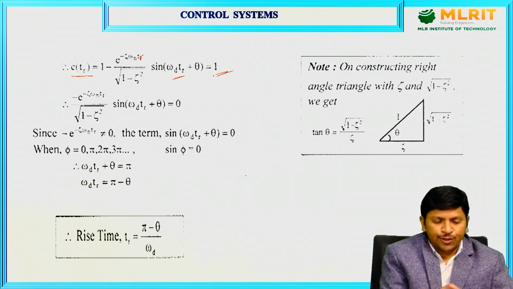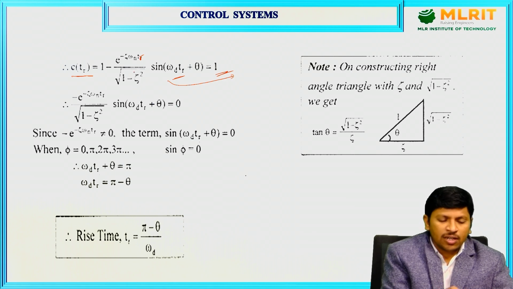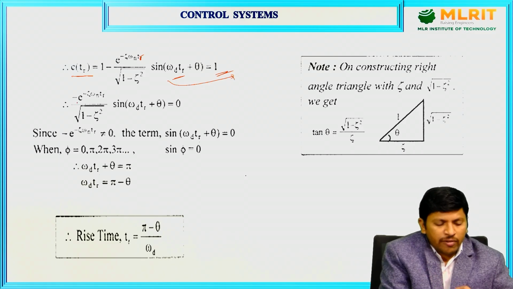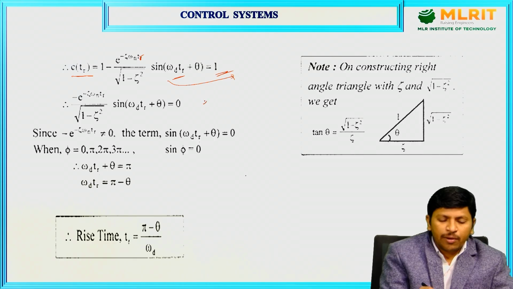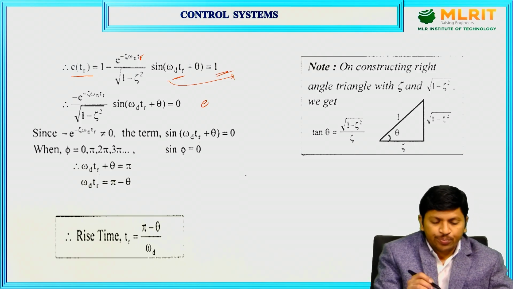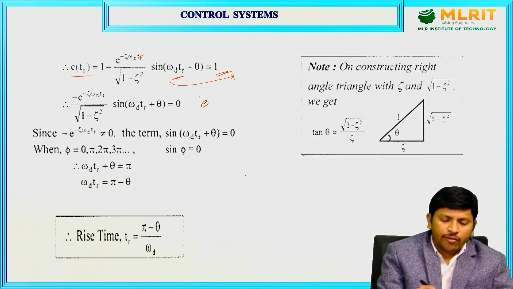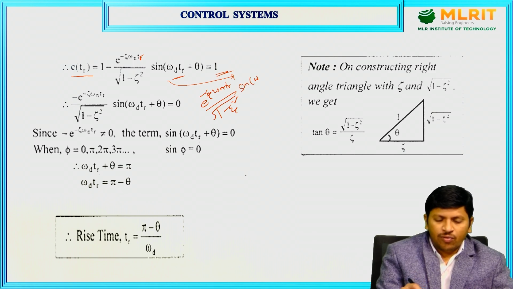From this, observe c of tr equals 1. So 1 minus this term equals 1. Now this term moves to the right side and 1 minus 1 is 0, and the term e power of minus zeta omega n tr divided by under root 1 minus zeta square into sine of omega d tr plus theta, because of the sign change, becomes positive, equating to 0, right?